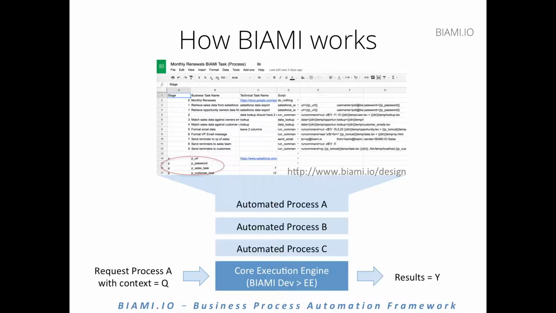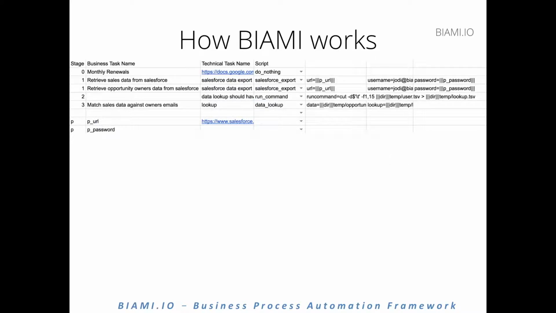But if you request the same process with a different context, customer B, C, D, etc., it should go through the same generic automation process but give you different results. And that's how you can receive different automation results or answers with various different contexts in your automation process.